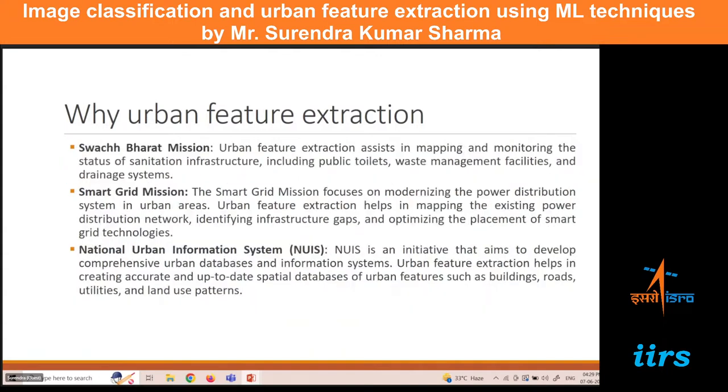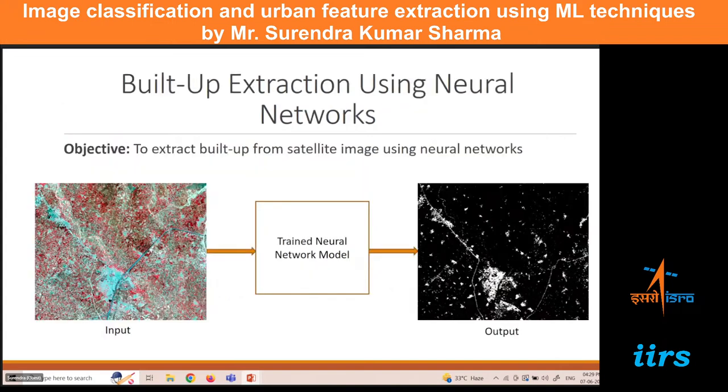Then the next scheme is Swachh Bharat Mission. In this, features like public toilets, waste management facilities, and the drainage system can be extracted and then further analyzed to decide where we need to install public toilets. All these things can be done. Then there are many others, like the Smart Grid Mission and National Urban Information Systems, and many other schemes where urban feature extraction can be helpful.